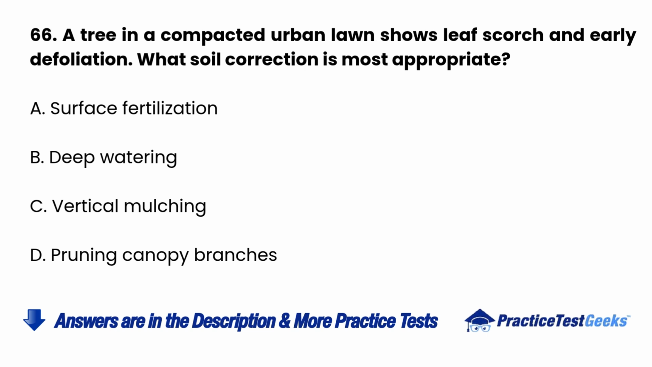66. A tree in a compacted urban lawn shows leaf scorch and early defoliation. What soil correction is most appropriate? A. Surface fertilization. B. Deep watering. C. Vertical mulching. D. Pruning canopy branches.